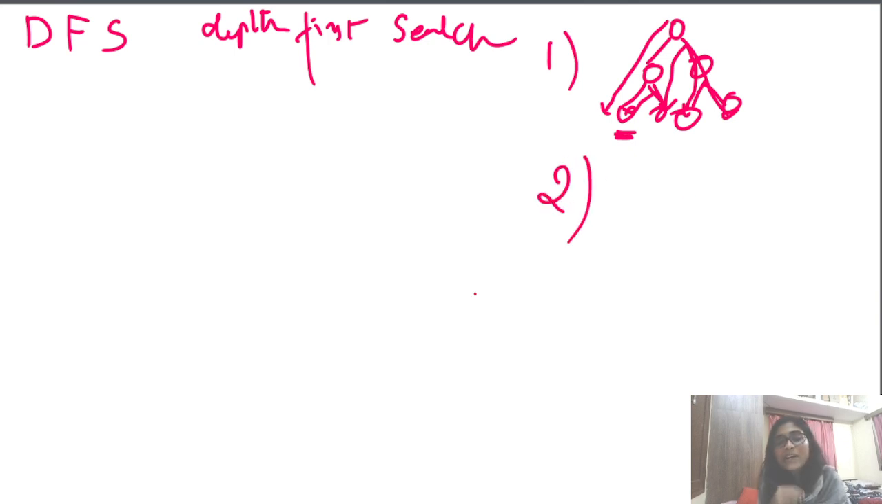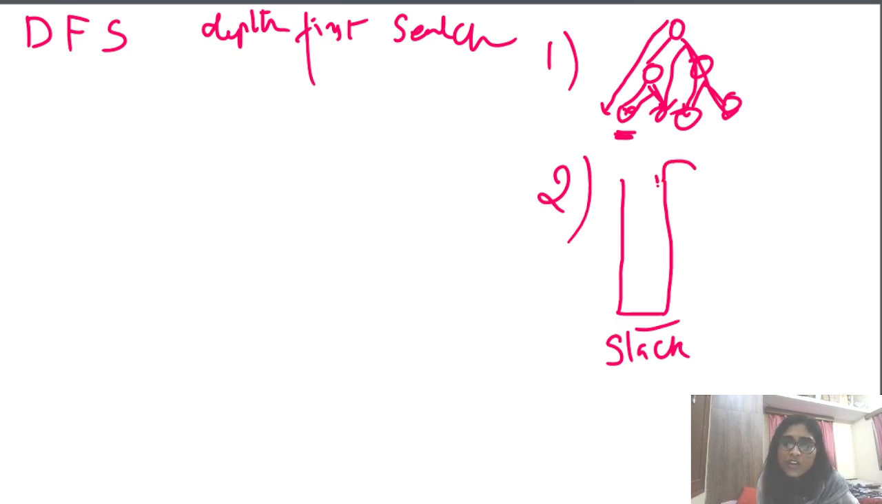Second point that you have to remember: which data structure is used to solve DFS problems? The problems can be solved using a concept called stack. This is one of the data structure concepts. I'll quickly tell what exactly a stack is. Stack uses the operations called push and pop. Push means you push the element onto the stack. Pop means you remove the element from the stack.